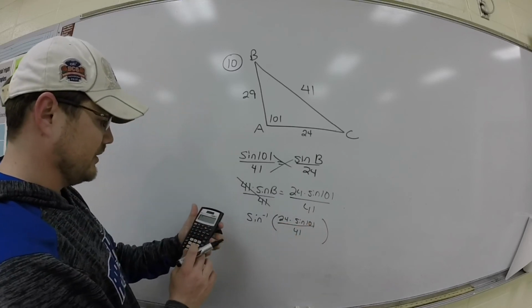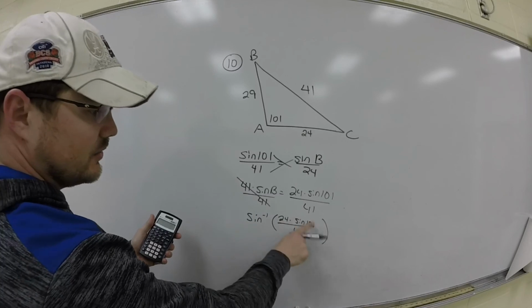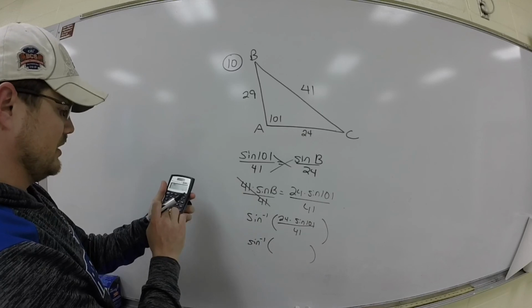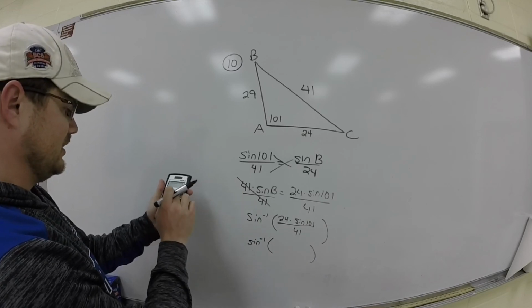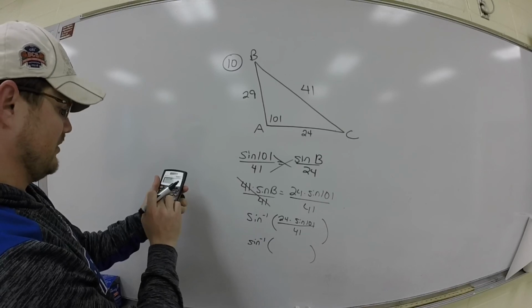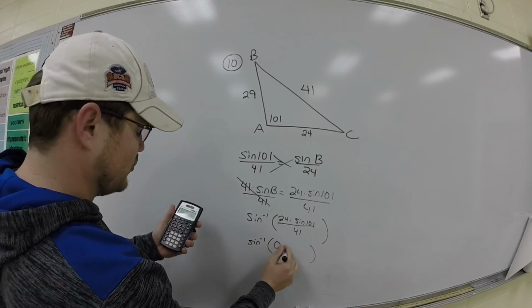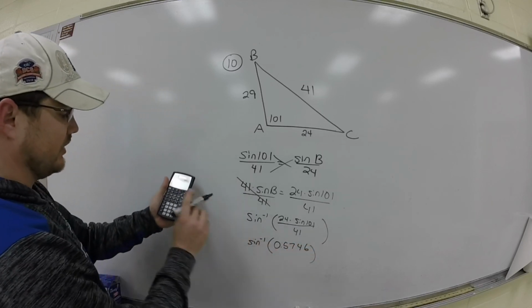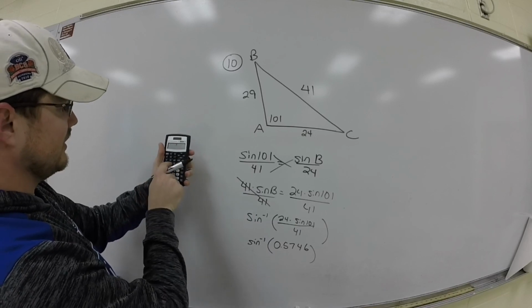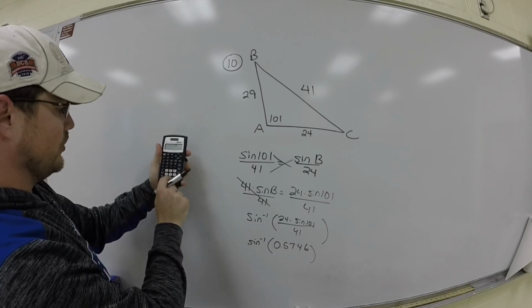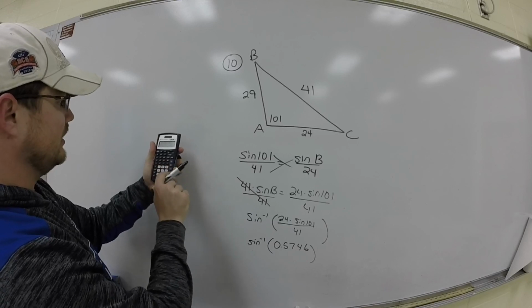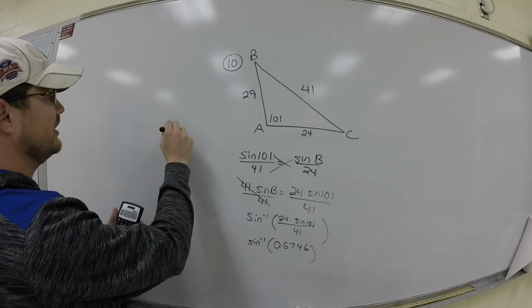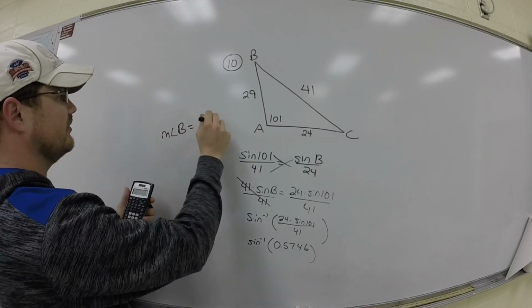Okay, so in my calculator, let's do that. So sine inverse of, let's do this, 24 times sine 101 equals that divided by 41. This gives me 0.5746. Now in my calculator, do sine inverse. So second sine, that gives you sine inverse, 0.5746 equals. To the nearest whole degree, the measure of angle B equals 35 degrees.